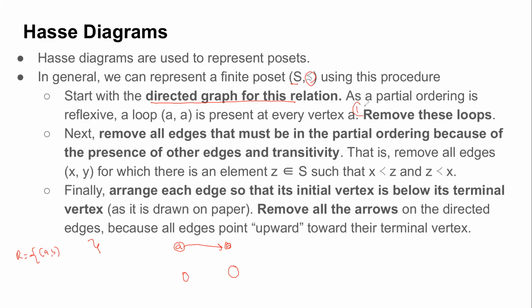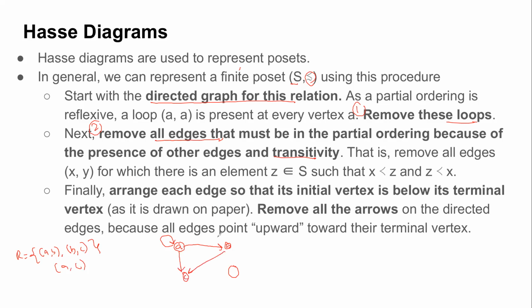The first step is to remove the reflexive loops. We know that partial order relations are reflexive, so first you remove all the self loops on all the nodes. We know for sure that every node will have a self loop because it's a partial order. The second step is to remove all those edges which are there because of transitivity. I will give you an example. Suppose I have AB, BC and AC.